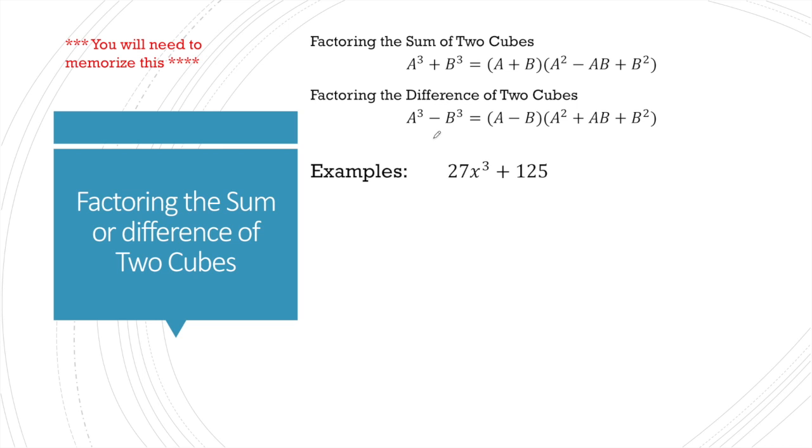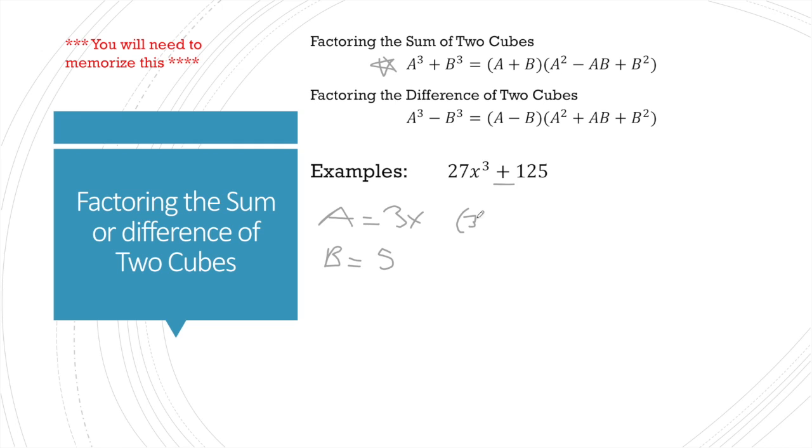Let's take a look at another one. I've got 27x cubed plus 125. In this case, for my a, I look at my coefficient first. I've got 27, that's going to be 3 cubed. And I've got x cubed, so I'm just going to be left with a 3x. Next I have 125. I'm going to tell you right away 125 is 5 cubed. And I'm looking at the sum of two cubes, so I use this formula right here.